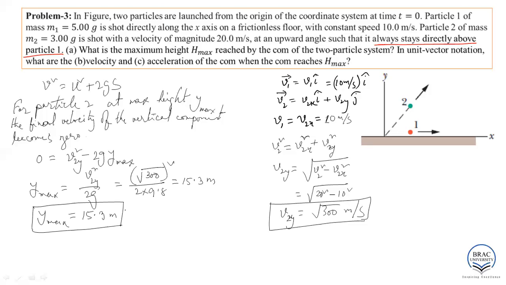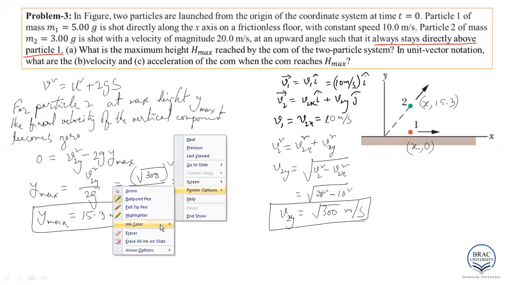Now suppose particle 2 is at the maximum height. Its x coordinate is x and its y coordinate is 15.3. So what is the coordinate for particle 1? Its coordinates should also be x and 0, as it is on the x-axis. So from this information, we can find the x coordinate and y coordinate of the center of mass for these two particles.